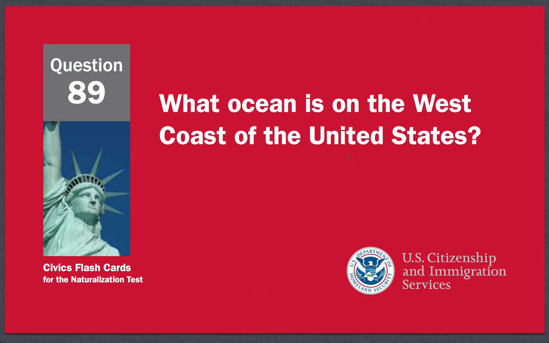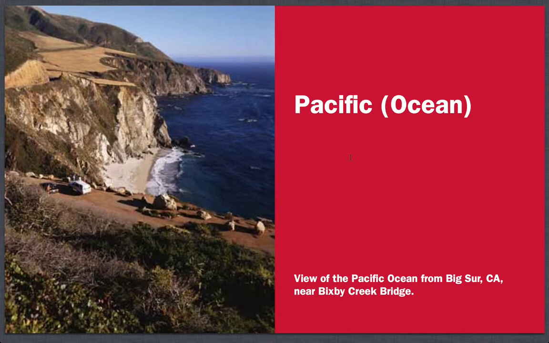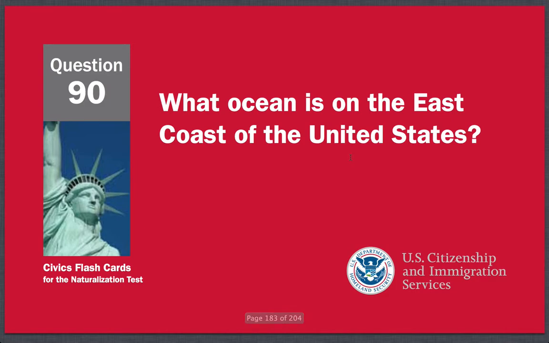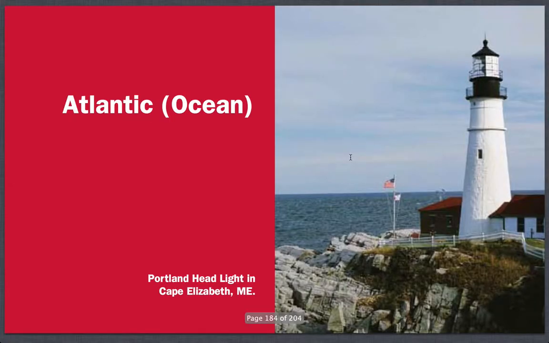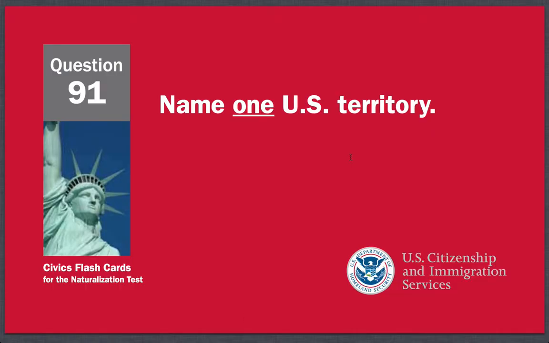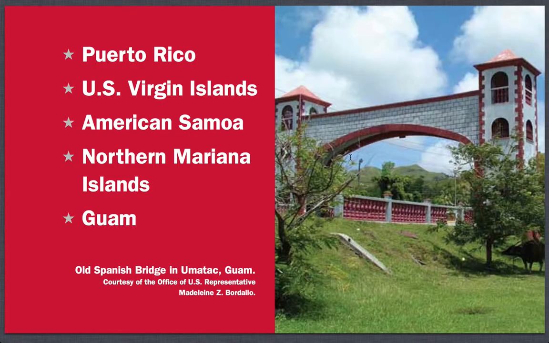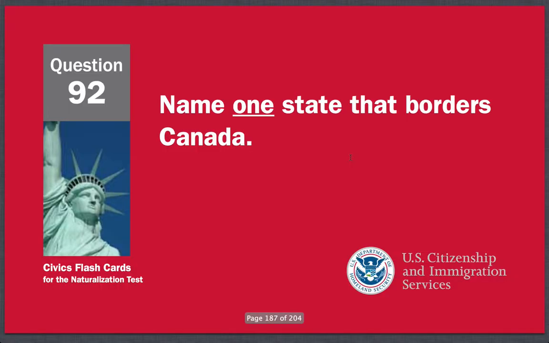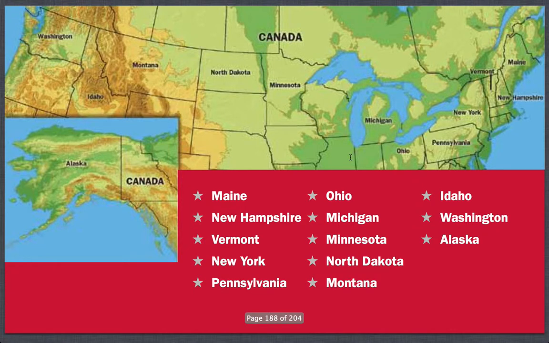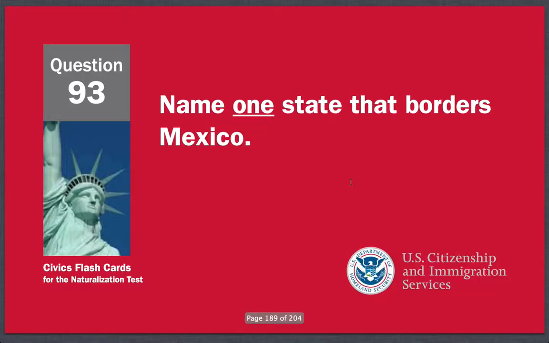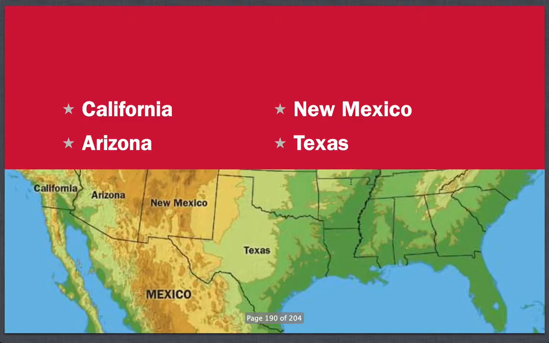What ocean is on the west coast of the United States? Pacific Ocean. And what ocean is in the east? It is the Atlantic Ocean. Name one U.S. territory: Puerto Rico, U.S. Virgin Islands, American Samoa, and Guam. Those are famous ones, so pick one. Name one state that borders Canada: Maine, Ohio, Idaho, Vermont, and you get a bunch of them, so pick one. And name one state that borders Mexico. Of course, California, Arizona, New Mexico, and Texas.